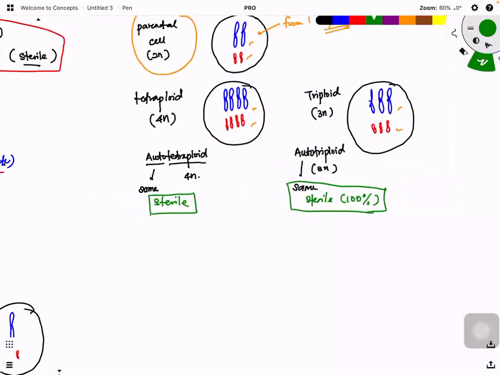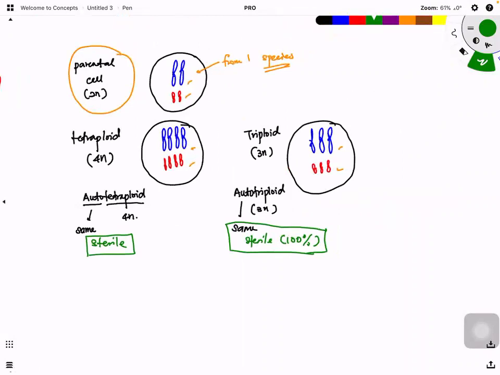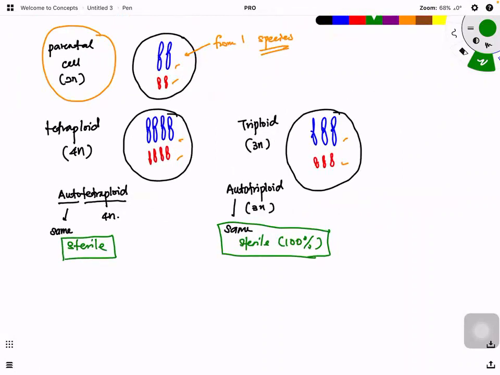So at least you have a look here at what I mean. Because they are from one same species, we name it auto. I highlight here: autotetraploid and autotriploid. Basically, they are coming from the same species. Generally for tetraploid, we call it sterile because they can't produce gametes. Occasionally they can, but generally we say they are sterile. So all autotriploids are 100% sterile.